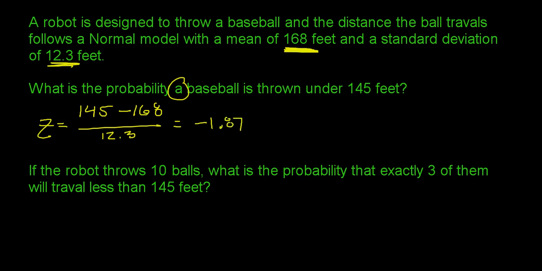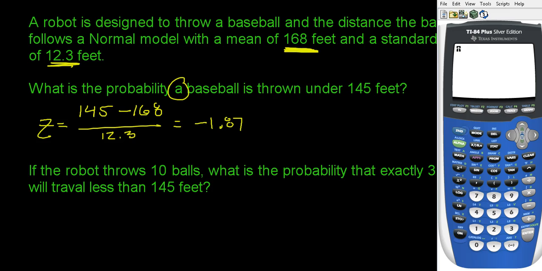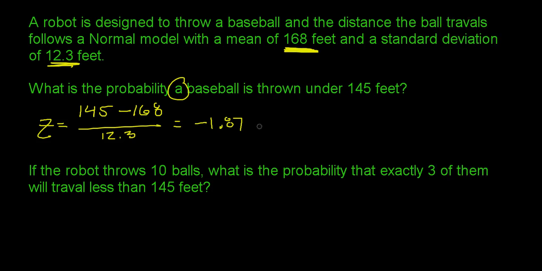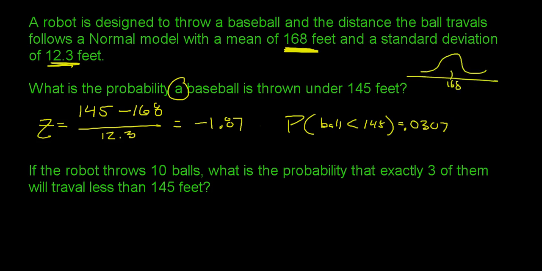All right, now all I got to do to find the probability that a baseball is thrown underneath that is grab normalcdf. I'm going to start way down at negative 999 because I want to look below. I want to look under this z-score, so I'm going to start really low and stop at my z-score of negative 1.87. And I get 0.0307. So the probability that a ball is thrown under 145 feet is 0.0307. Okay? So I found the probability. Again, that's because if you build the normal model and put 168 in the middle, 145 would be pretty low, so being underneath that would be pretty unlikely.